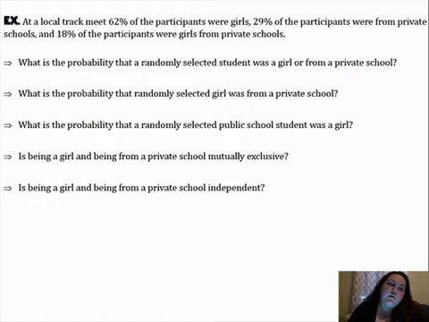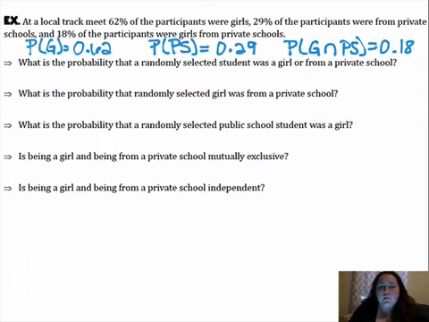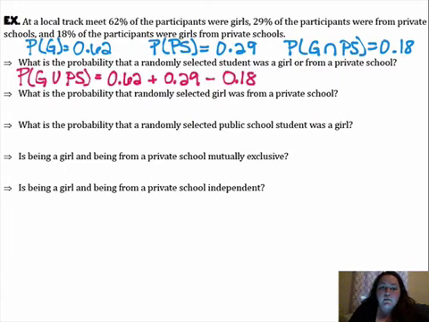Alright, another example. At a local track meet, 62% of the participants were girls, 29% of the participants were from private school, and 18% of the participants were girls from private school. So I have probability of girls is 0.62, probability of private school is 0.29, probability of girls intersecting with private school is 0.18. What is the probability that a randomly selected student was a girl or from private school? Alright, so 0.62 plus 0.29 minus the section where they overlap gives me 0.73.